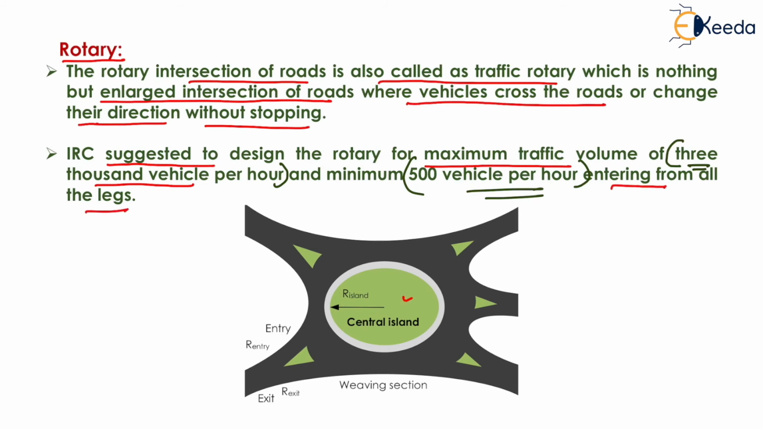Now here a rotary is shown just like this, and here are the different roads, that is, the different roads connecting at the rotary. Now this is the radius of the island, this is the radius at entry and this is the radius at exit. Similarly, these are the islands which are provided just to reduce the chances of accidents.